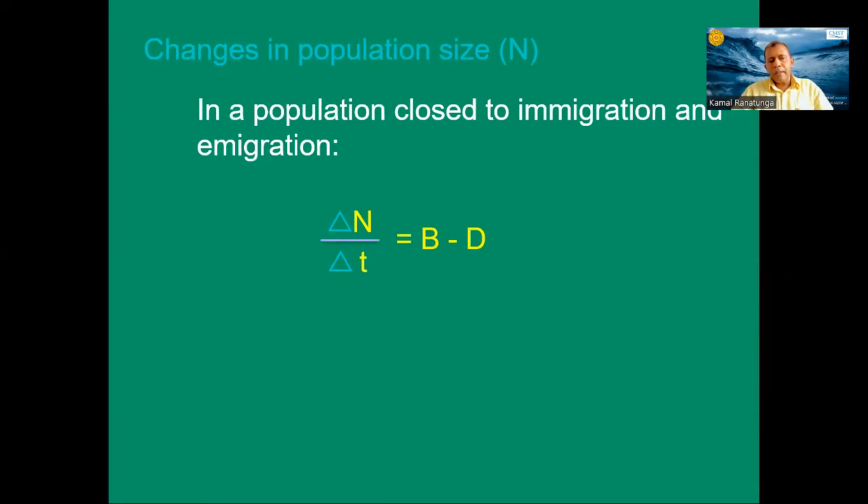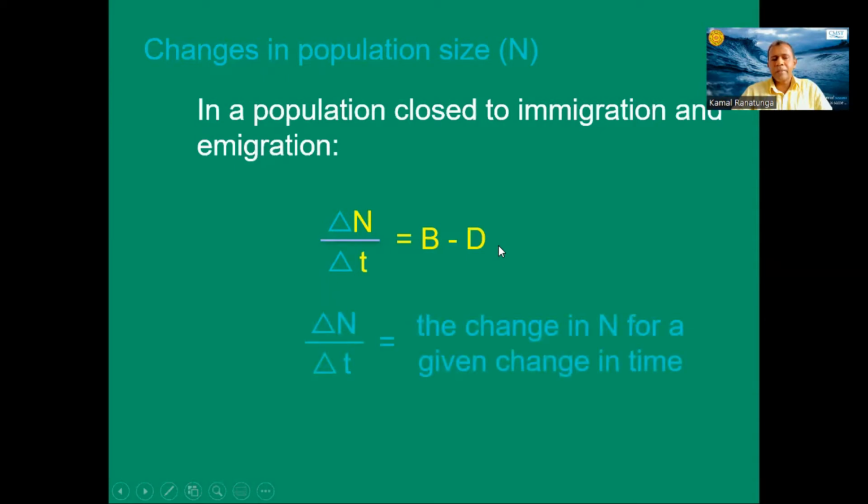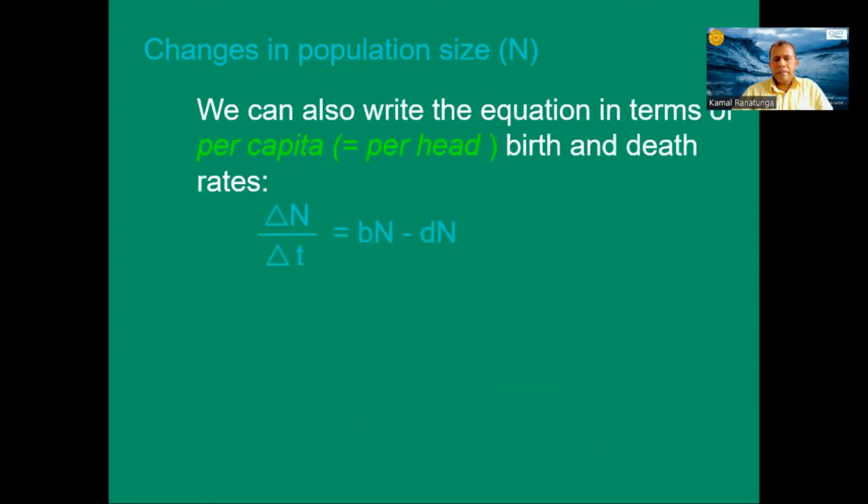If you look at the same thing in a slightly different way, previously we discussed that when the population is closed to immigration and emigration, the change in population size is determined mainly by the birth rate and the death rate. Birth rate minus death rate determines the population growth rate. This is something very simple.